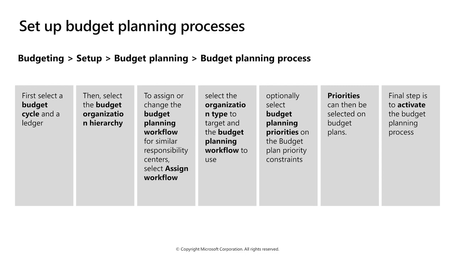For each budget plan process, we first select the budget cycle and the ledger. Each budget plan process is related to only one budget cycle and one ledger. Then select the budget organization hierarchy on the budget plan process administration fast tab and assign the budget plan workflow to all the responsibility centers in the organization that appear in the grid.